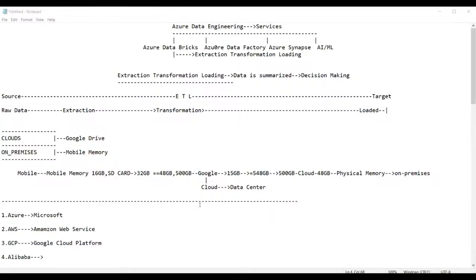Is it required to learn both Azure Data Factory and Azure Databricks for industry? See guys, there is no connection between Azure Data Factory and Databricks. If you learn it, that is up to you. If you don't learn it, there is no problem. You can get a job individually on Azure Databricks as well as on Data Factory. These are two different services.